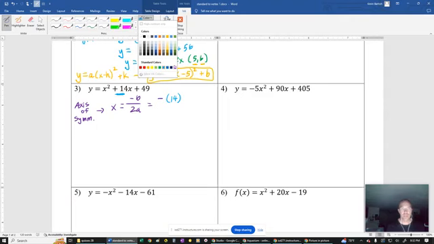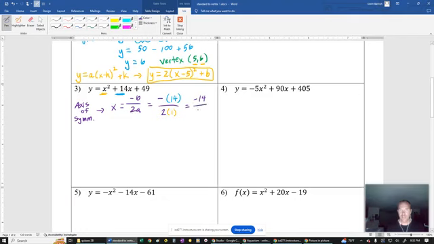And then a is positive 1. X squared is 1x squared. Ax squared, a is 1. So we got a 1 right there. So that's going to be negative 14 over 2. So that means your axis of symmetry, your x value of the vertex, is negative 7. All right, so again, that's kind of a big part of this.